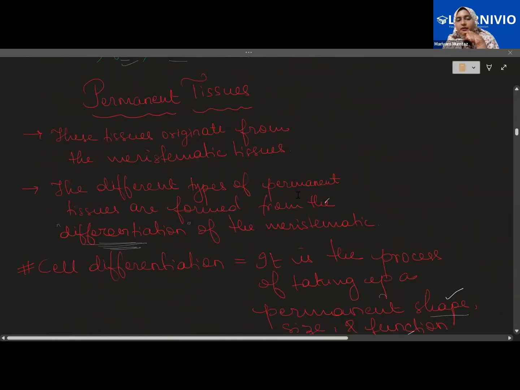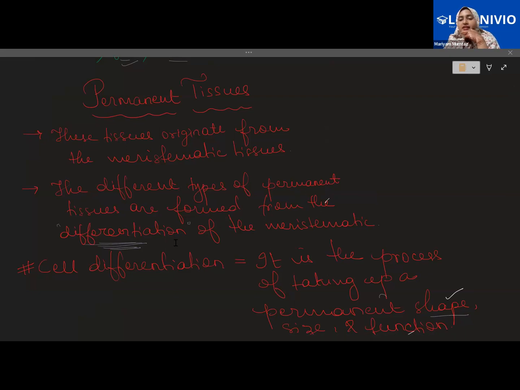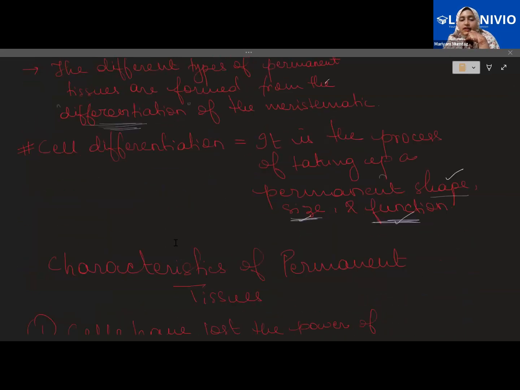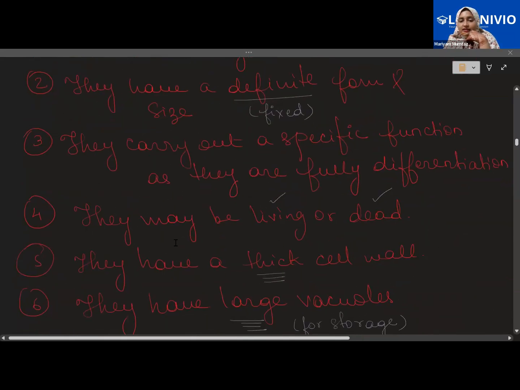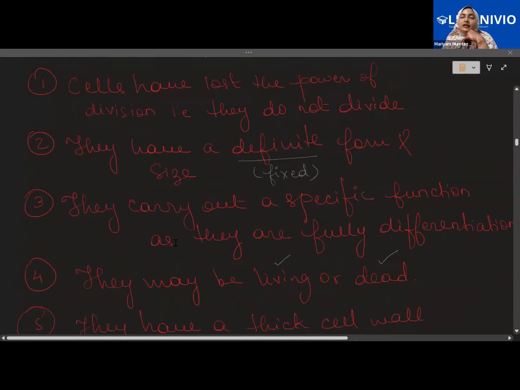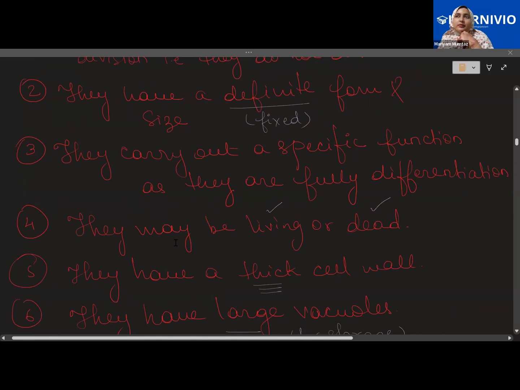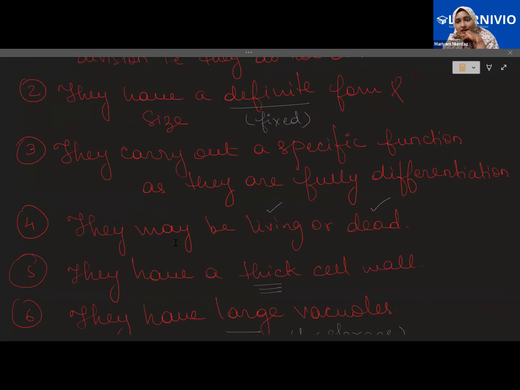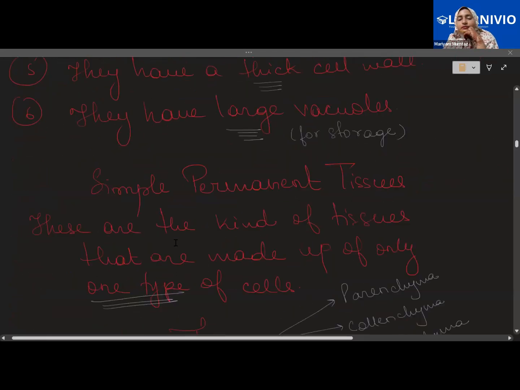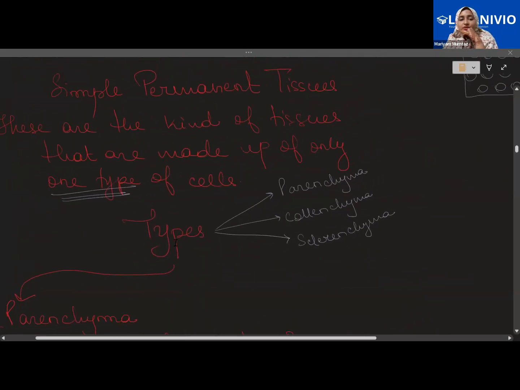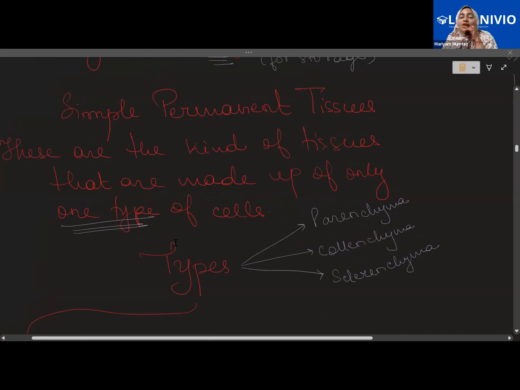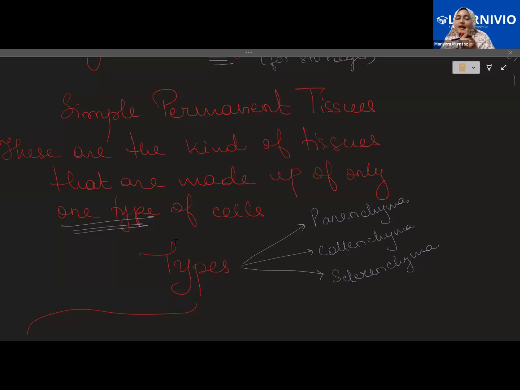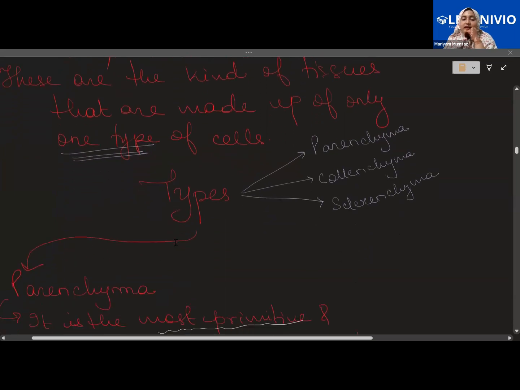So we saw about the permanent tissues, and they are called so because of the cell differentiation they have undergone. We also saw certain characteristic features, and that permanent tissues can be living or dead. It depends. The simple permanent tissues are made up of only one type of cell, and they are of three types: parenchyma, collenchyma, and sclerenchyma.